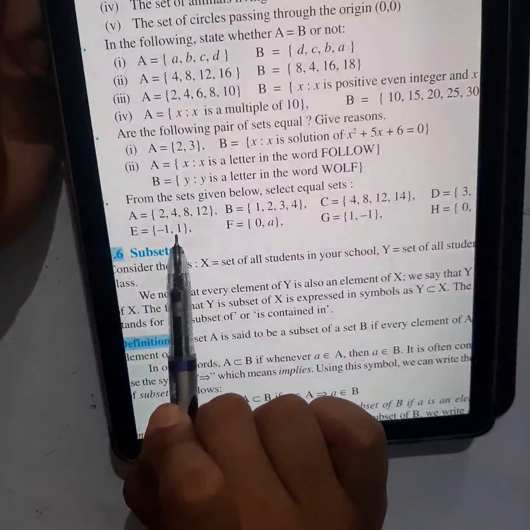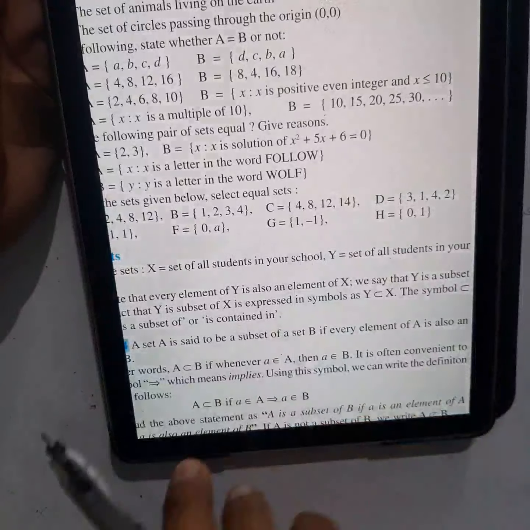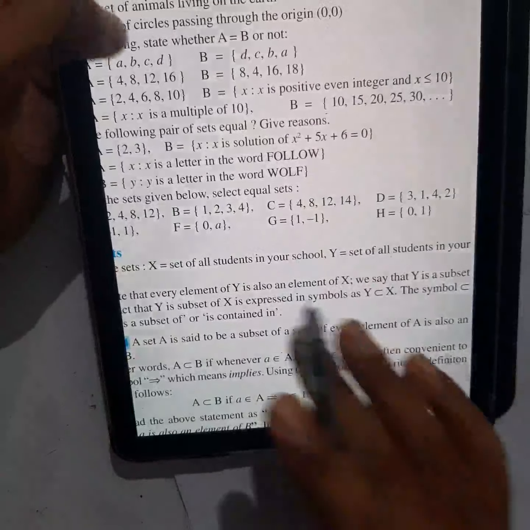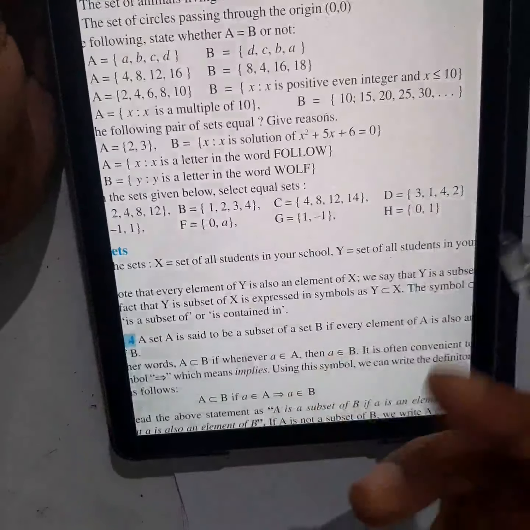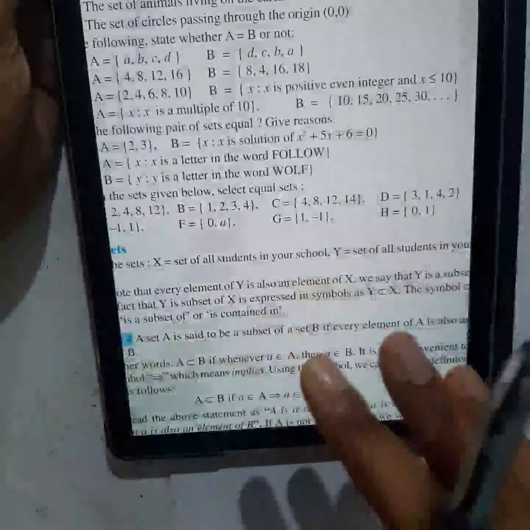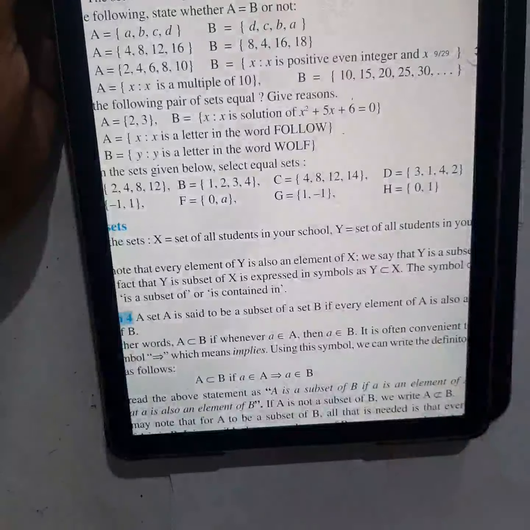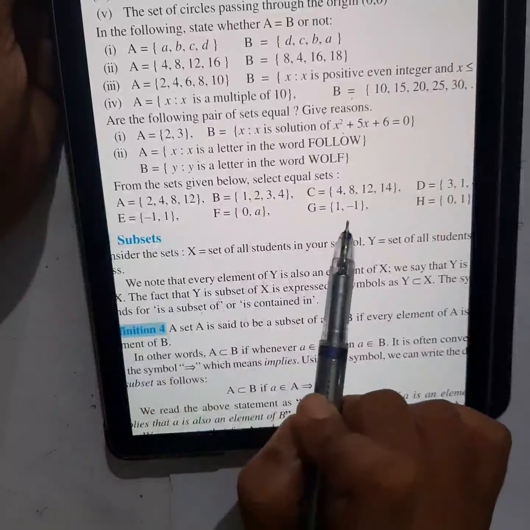E: minus 1, 1. Is there any set where you have minus 1, 1? Yes, minus 1, 1. Order does not matter, I told you. Position does not matter here. Whether minus 1 comes first or second does not matter when you give elements in a collection. We don't know where you are positioning it, so it does not matter in which position you put the elements. So minus 1, 1, here also. So E is equal to G.